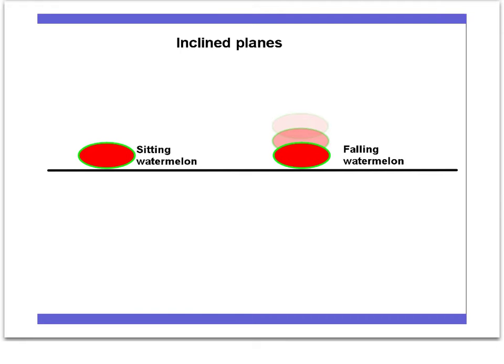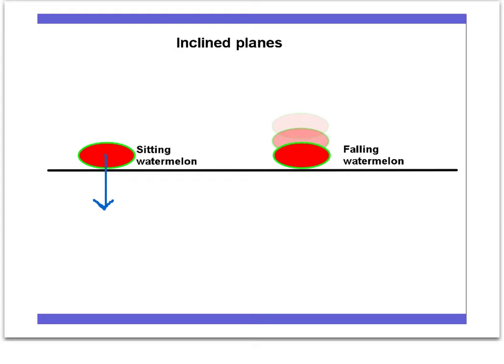Okay, I want to start talking about inclined planes by talking about two watermelons. Here's a watermelon that's just sitting on the ground, and here's a watermelon that's falling towards the ground. Now, if we were to draw the forces that are acting on these two watermelons, obviously we would draw a weight force and draw a normal reaction force.